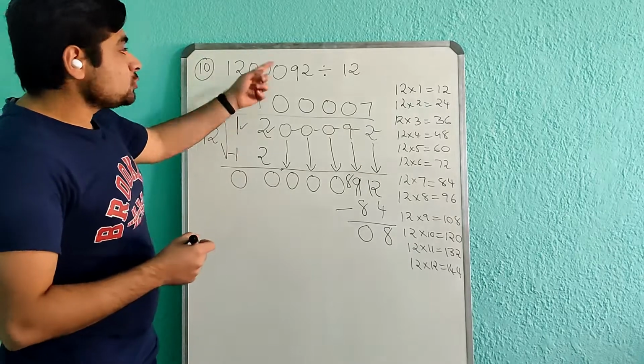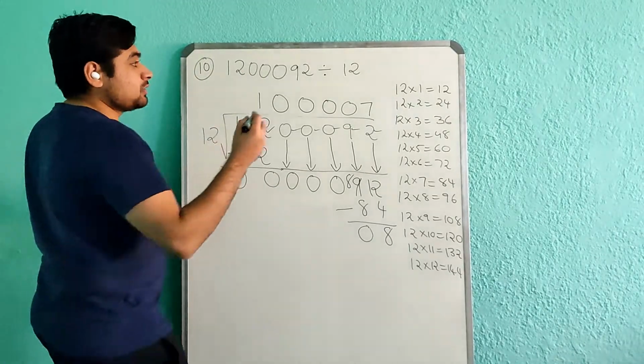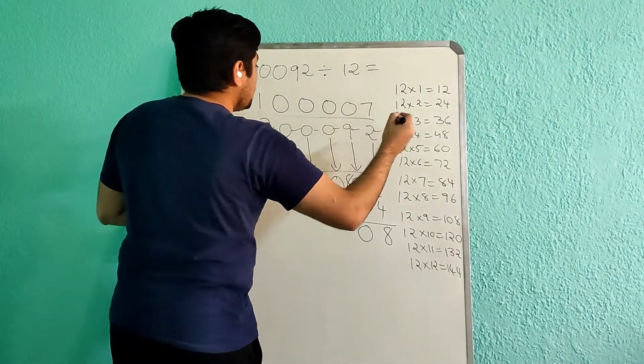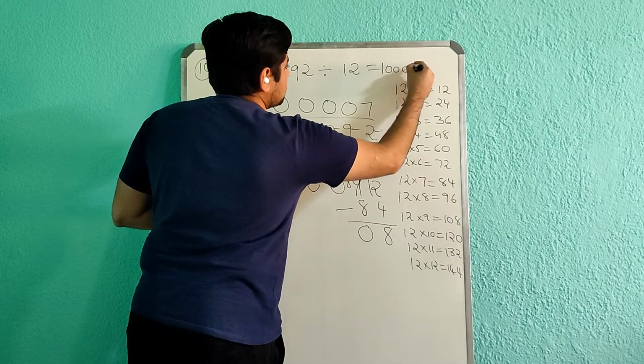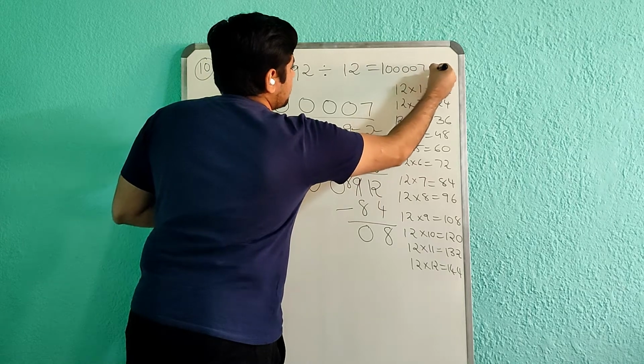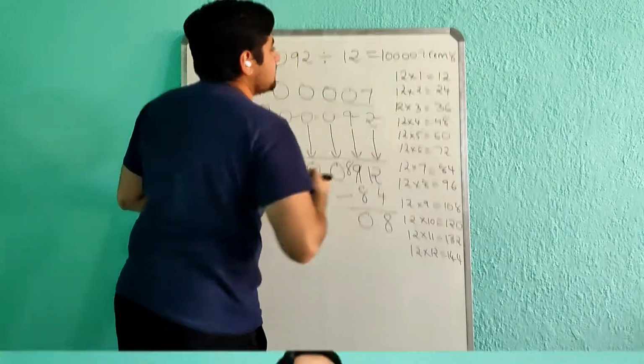So 1,200,092 divided by 12 gives you the answer of 100,007 remainder 8.